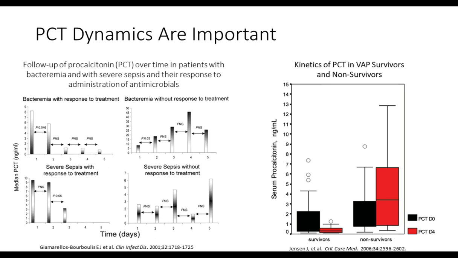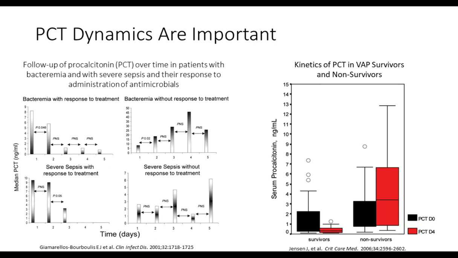These are patients, neutropenic patients actually, who had bacteremia or severe sepsis, and what you can see is those who responded to treatment, they were getting better. The procalcitonins came down nicely. Those where they weren't responding to therapy, the patient wasn't getting better, procalcitonin didn't go down and actually appeared to be going up. And that dynamic of procalcitonin decline or non-decline or rise is actually predictive of outcome.